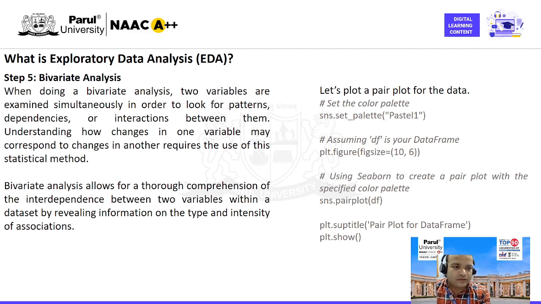Assuming df is your data frame, we give the short name for the data frame as df. plt.figure figsize we give here 10, 6. Using Seaborn to create a pair plot with the specific color palette, so sns.pairplot for your data frame, and plt.suptitle we want to give a title. So we give the title here, pair plot for the data frame, and after that we want to show, so we use the show function here.